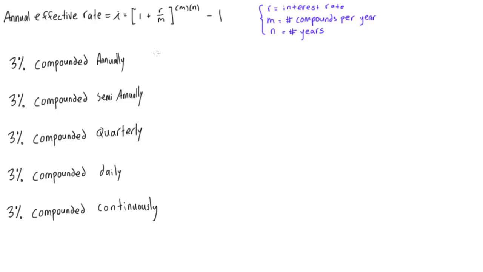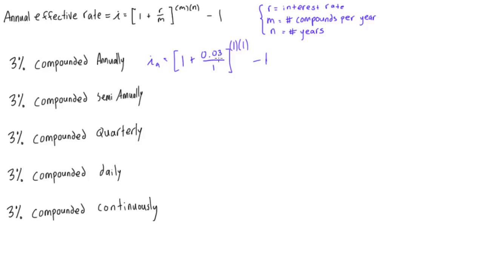Alright, so we're going to start off with 3% compounded annually. All we have to do is fill in our formula here. So we're going to have our annual effective rate, sometimes with the subscript A, I_A. This is going to equal 1 plus 0.03 over 1, because M is our number of compounds per year, so we're just dividing by 1, all raised to the power of 1 times 1. We set n to equal 1 for this annual effective rate, and it just makes our lives a lot easier. Then we have minus 1 to finish off this formula.